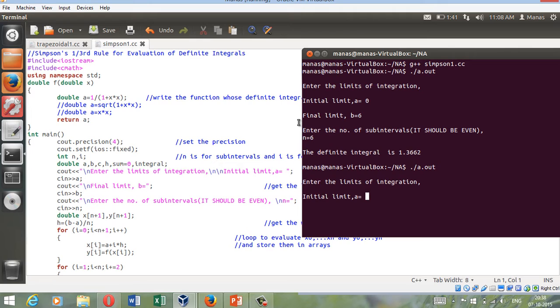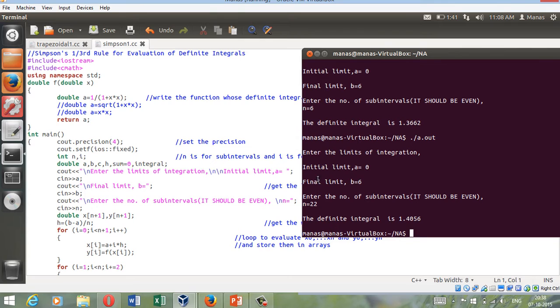And let's see what if we increase the number of iterations, say to 20, not 21, because that is odd. I will need to enter even values, 22. And this answer that you are seeing right here is absolutely correct. You can use any calculator and get the same answer right here.